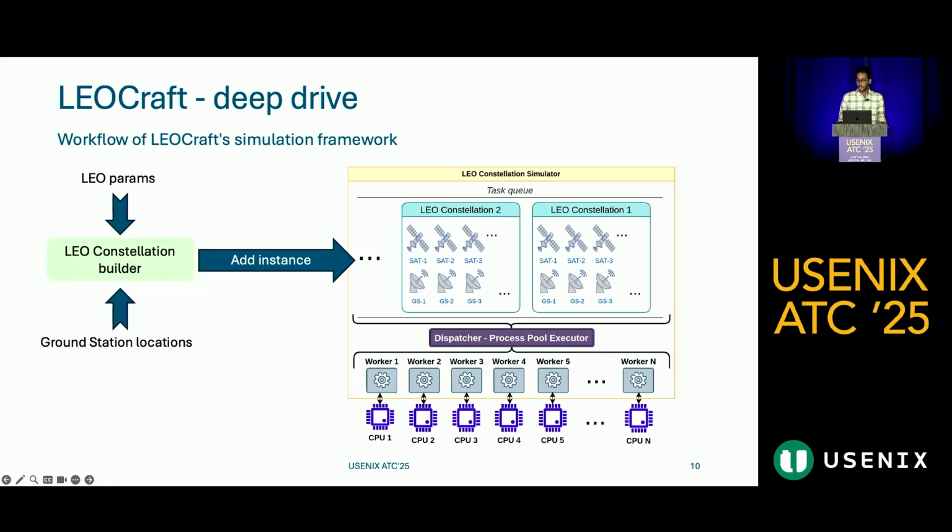In LEOCraft, a module, LEO Constellation Builder, creates a top-level instance of LEO Constellation consisting of all network components like satellite and ground station, and adds that instance into the LEO Constellation Simulator task queue. And this simulation framework executes all those simulations in parallel. This parallelism is at the functional level, distributing the function calls uniformly across all the available CPUs, and this approach scales seamlessly with minimum slowdown.